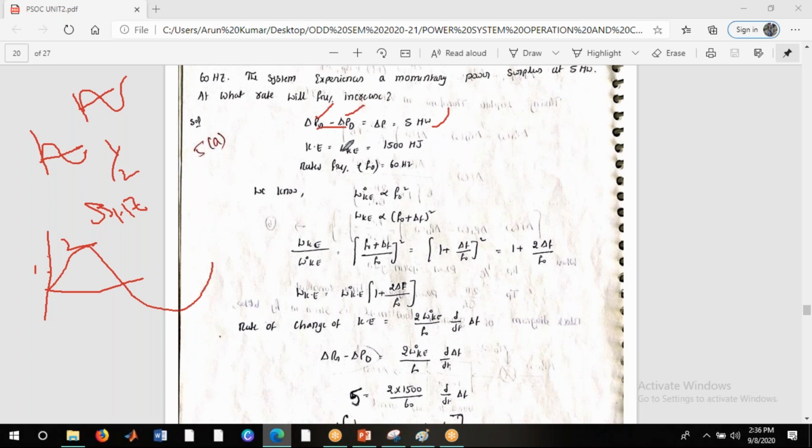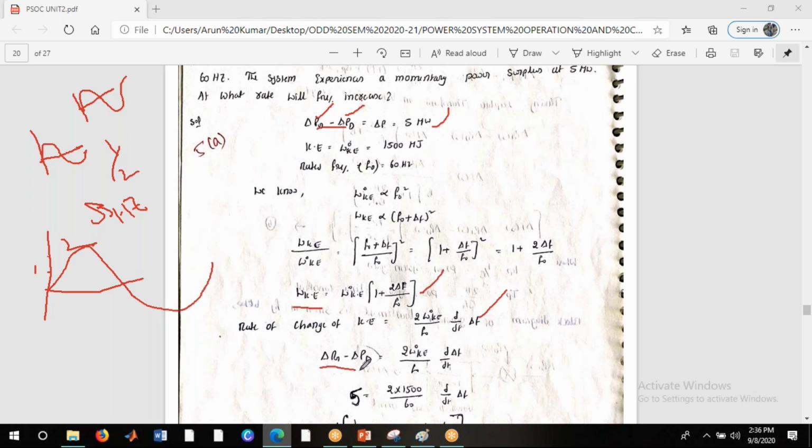Now the kinetic energy is given by 1500 megajoules and the frequency is given. And already we have the equation, that is W_KE equals W_0KE times (1 + 2 ΔF/F_0). So here the rate of change of kinetic energy is given by, if you differentiate this equation with respect to time, then you will get the rate of change of kinetic energy. So ఇక్కడ దీని నుంచి, this is the final equation, we have to find what rate will be changing in the frequency.